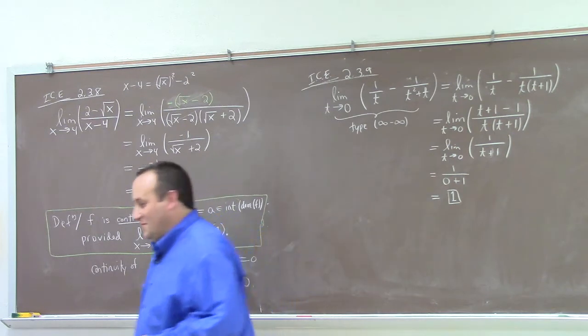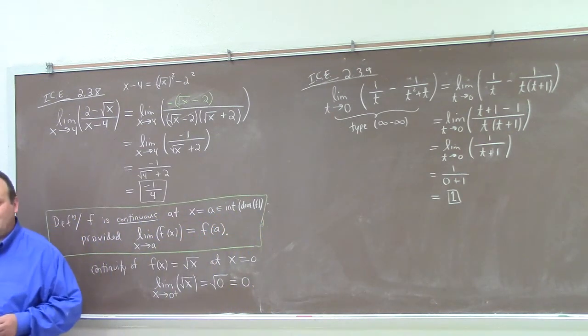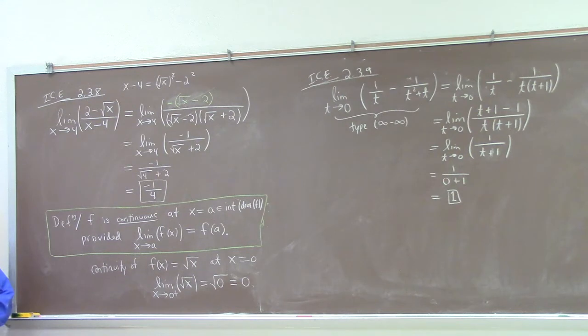I mean, you can tell them whatever you want, because you can make a limit of a type infinity minus infinity work out to whatever value you like. It's an indeterminate form.